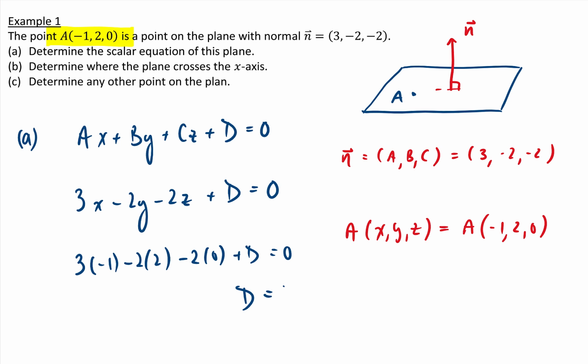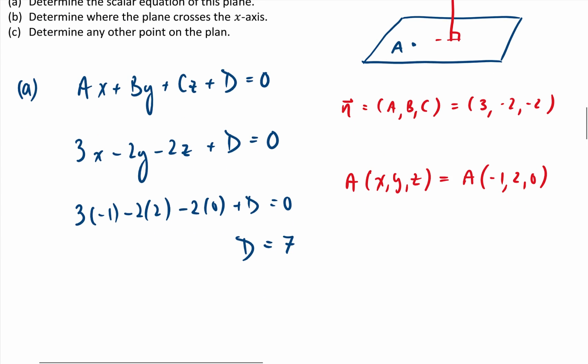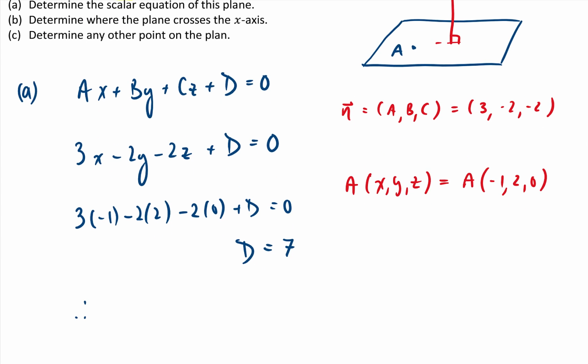And for this example, we get that d is equal to 7. So therefore, our Cartesian or scalar equation of this plane is going to be 3x minus 2y minus 2z plus 7 equals 0. So this equation represents all the points on the plane with the given normal and the given point.